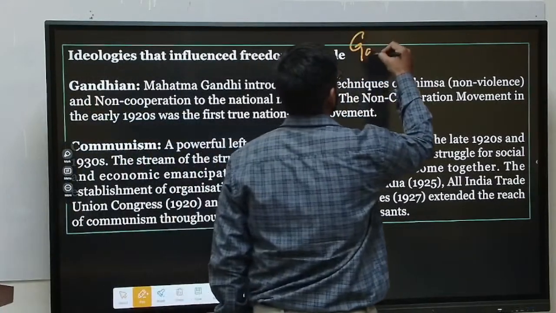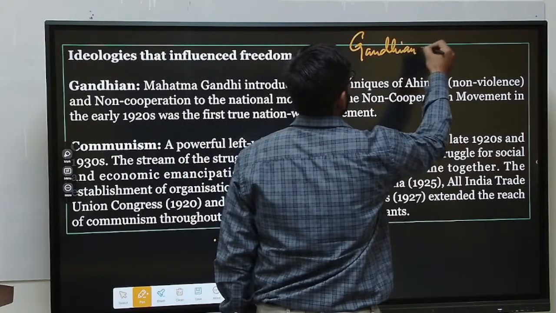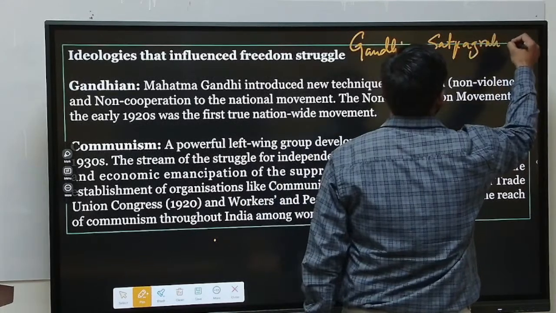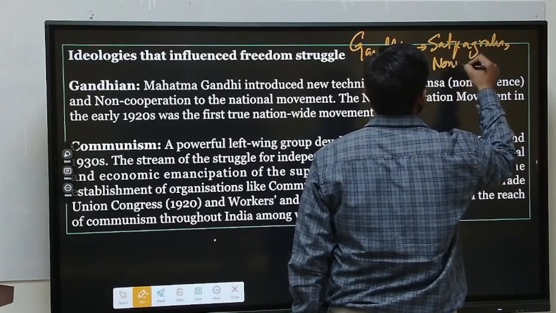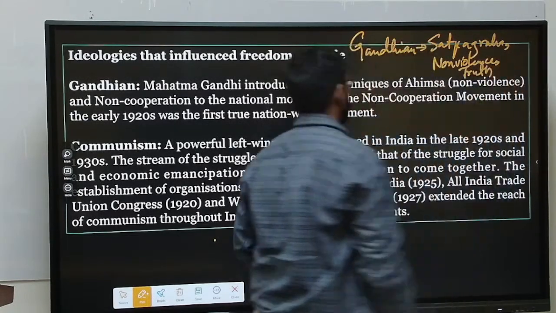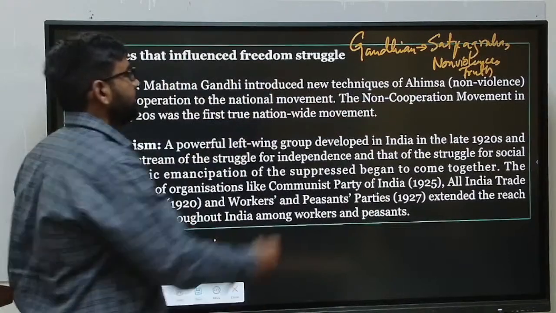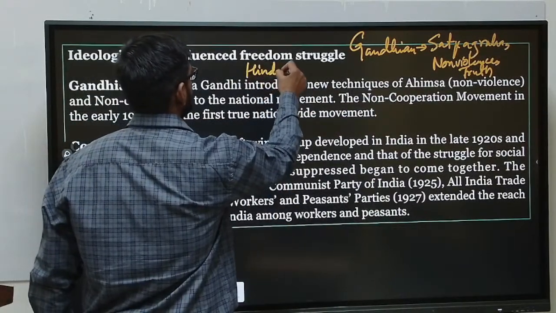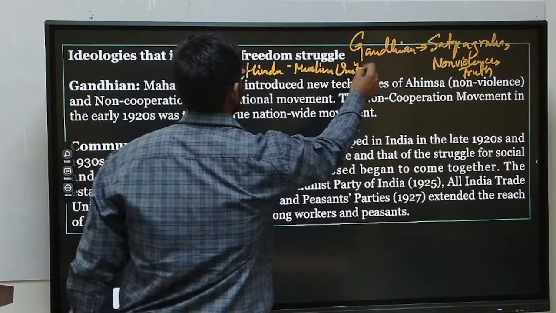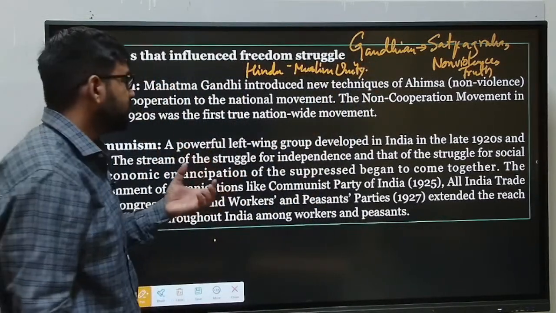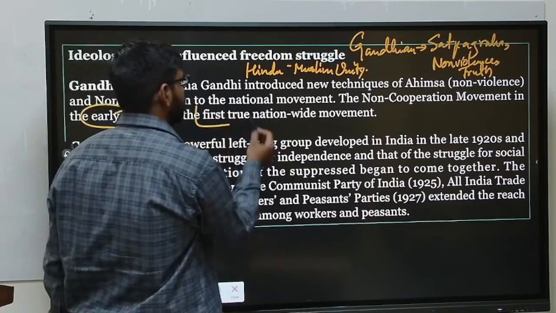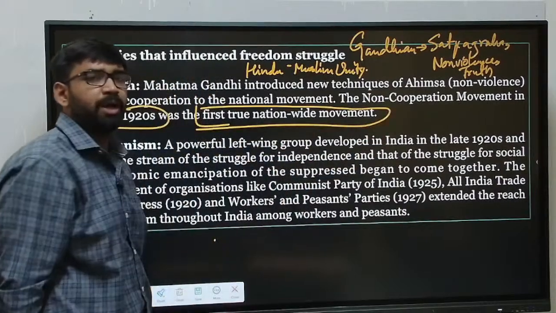So Gandhian ideology was there. Now this Gandhian ideology is based on Satyagraha, non-violence, truth. So techniques: ahimsa, truth, Hindu-Muslim unity. These were the tools of Gandhi. Clear? And that is why in early 1920s, Gandhi launched the first true nationwide movement.